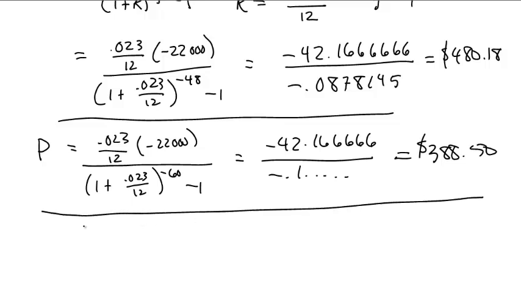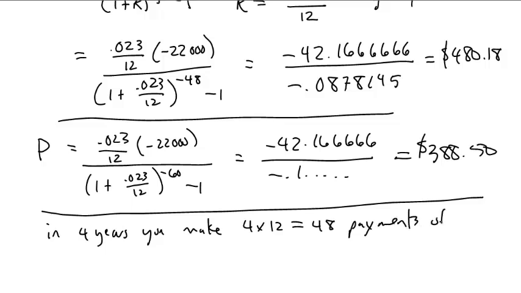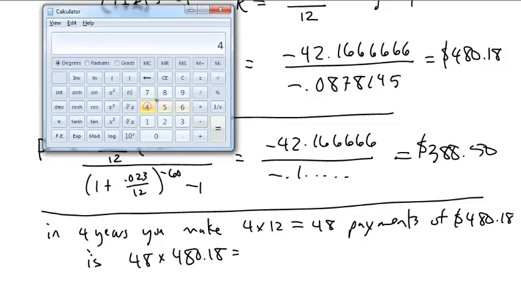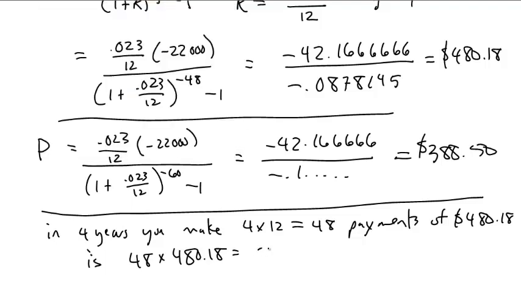If you pay it off in 4 years, you make 4 times 12 equals 48 payments. And 48 payments of $480.18 is 48 times 480.18, which is $23,048.64.